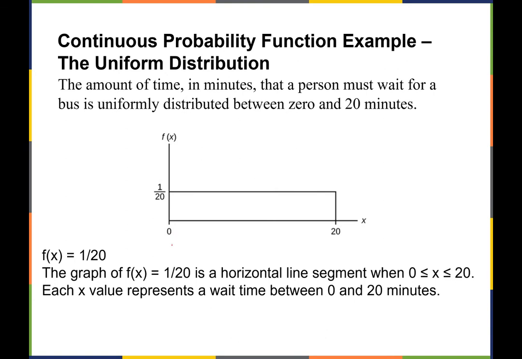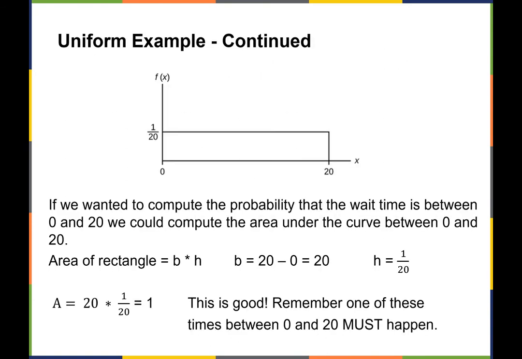From x equals 0 to 20, and then it stops, right? Here's my graph of my function. And each value represents a wait time between 0 and 20 minutes. So this is the first example we're going to talk about. If we wanted to compute the probability that the wait time is between 0 and 20, so what's the probability that you have to wait between 0 and 20 minutes? We would compute the area under the curve starting at 0 and ending at 20. Well, that's this area. And we know how to find the area of a rectangle.